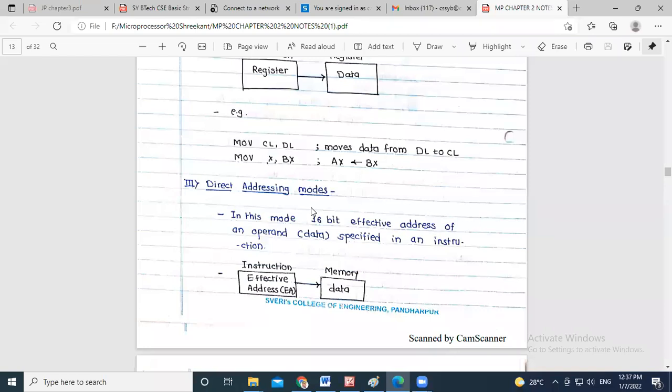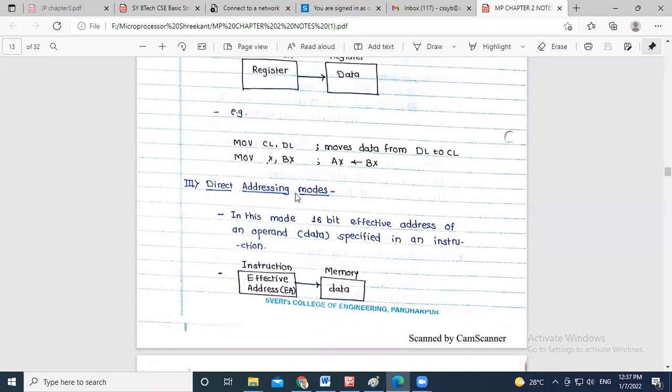So the first one is the immediate: you have to transfer the value directly. The second one is register addressing mode, in which you transfer the data by using the register. And the third category is direct addressing mode. Here the address of the particular memory location of a value or data you directly assign to the registers. That becomes direct addressing mode.